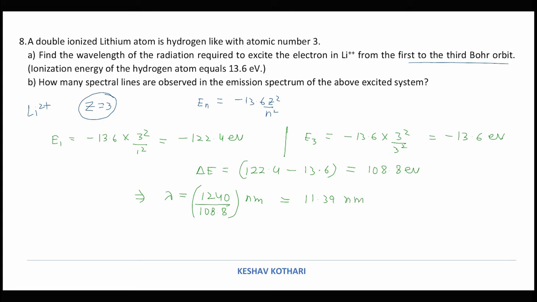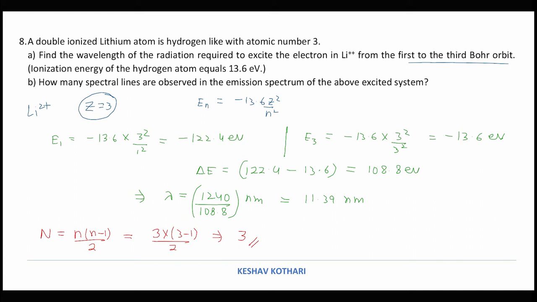Now the question is asking us how many spectral lines are observed. Previously I mentioned that the number of spectral lines can be calculated directly using the result n(n minus 1) by 2. So if we use this, I can put over here that it is in the third Bohr orbit. So 3(3 minus 1) by 2. So the value is equal to 3. So 3 spectral lines will be obtained in the emission spectrum for the above excited system.